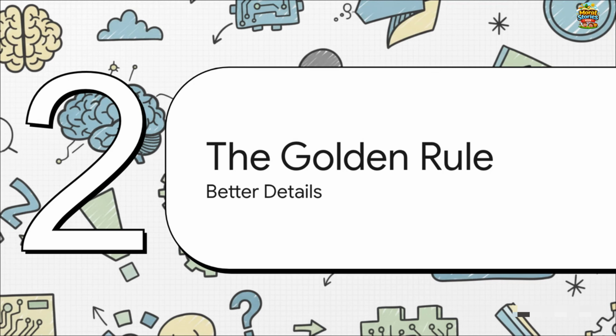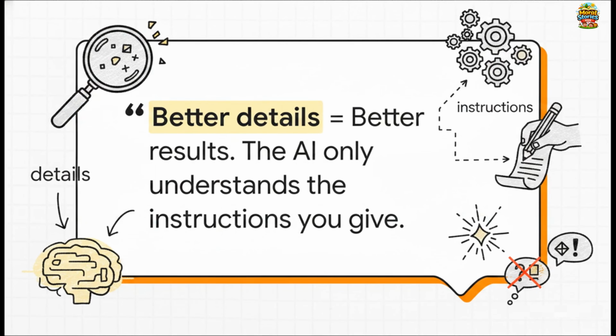The golden rule. Better details equal better results. That is the absolute core truth here. The AI is profoundly powerful, but it only understands the instructions you actually give it, not the ones you kept hidden in your head. The very best prompts are clear, they're specific, they're organized, and they are incredibly detailed.